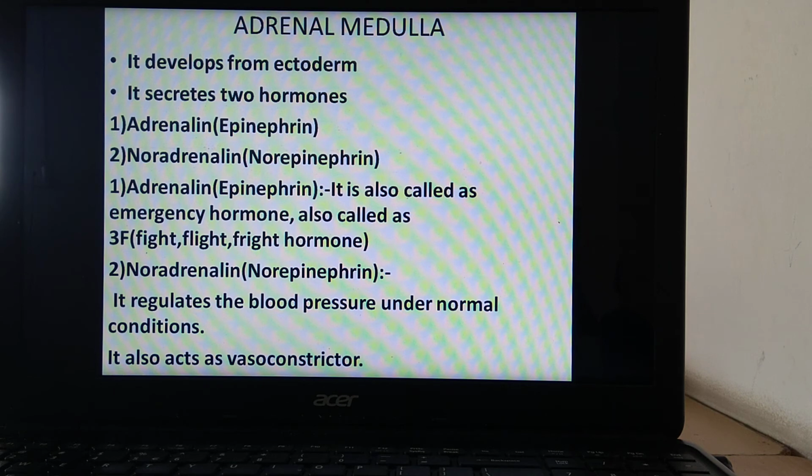The second one is noradrenaline, also called norepinephrine. What is its function? It regulates blood pressure under normal conditions, and it also acts as a vasoconstrictor. What is the meaning of vasoconstrictor? To constrict the blood vessels, and that's why it helps in increasing the blood pressure. Okay, so you have to remember this for the adrenal gland. What are the parts? Adrenal cortex and adrenal medulla with their secretions. It's an important gland. Questions of 2, 3, 5 marks can be asked on this.